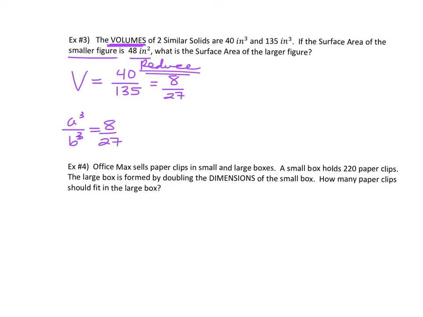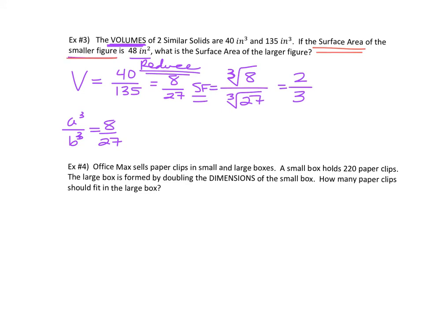So what we're going to do is cube root both of those. So the cube root of 8 over the cube root of 27 is going to be our scale factor. Okay, well, when we cube root that, we get 2 to 3. Okay, so that's a scale factor. And a lot of times people stop right there and set up their new proportion. But notice what it says.